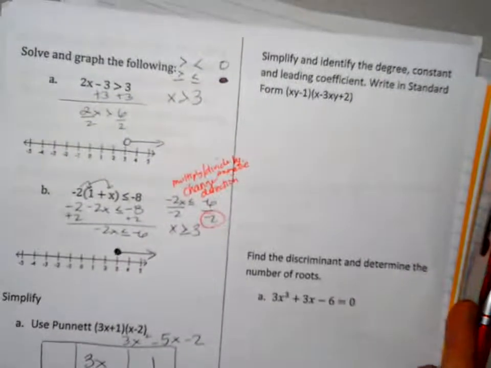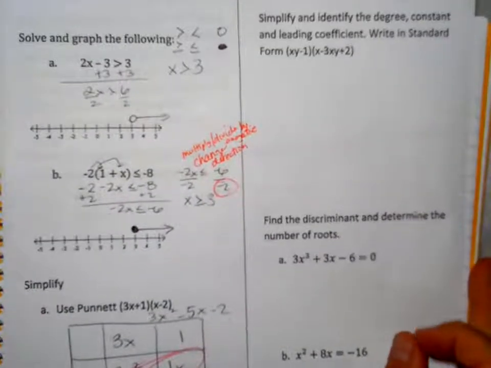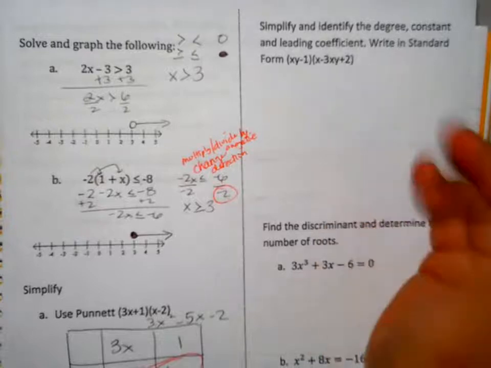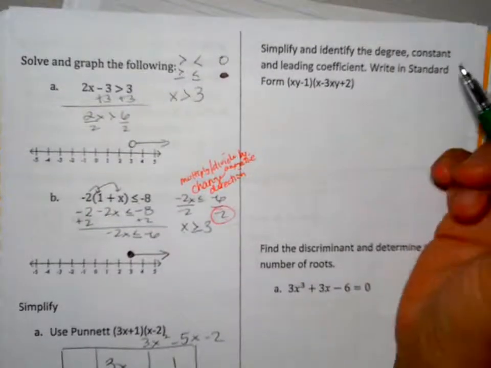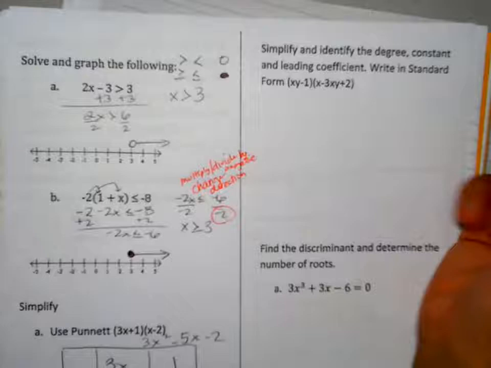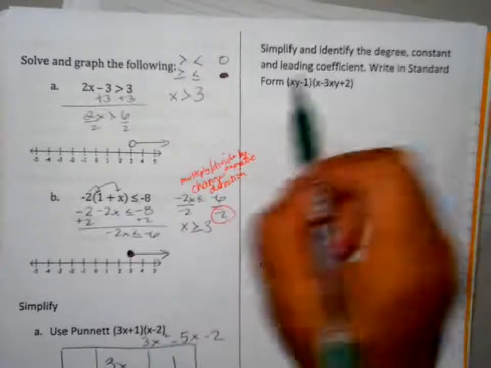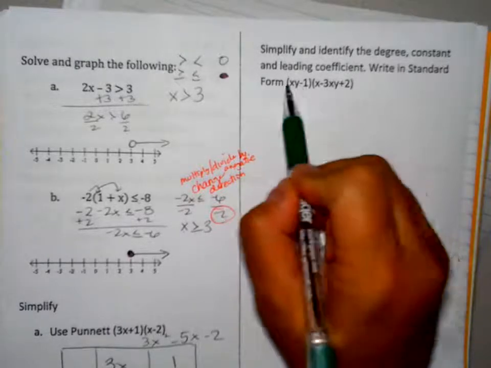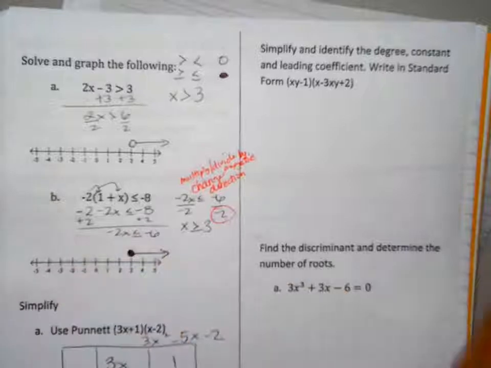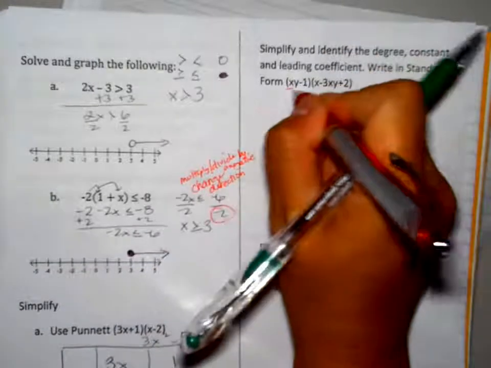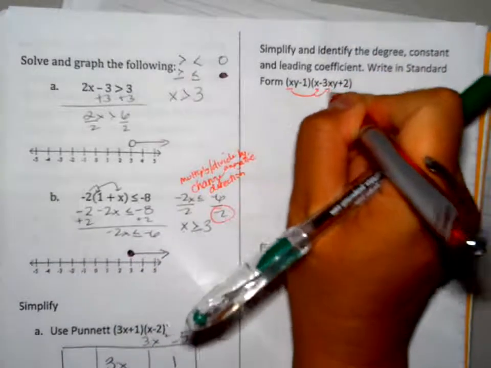Okay, let's move on. We are going to simplify. This one allows you to simplify in any way you want. Sometimes I like to distribute. You can do double distribution. So what I'm going to do is take this xy and multiply it by all of those first. So I'm going to take this guy and multiply it by that, and by that.